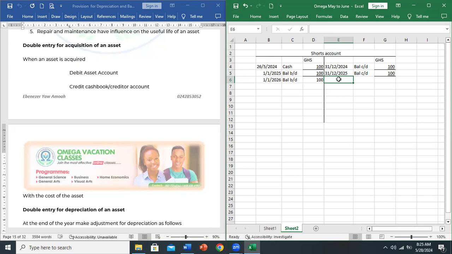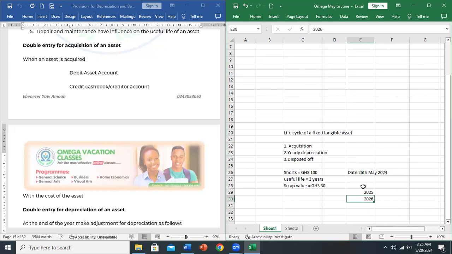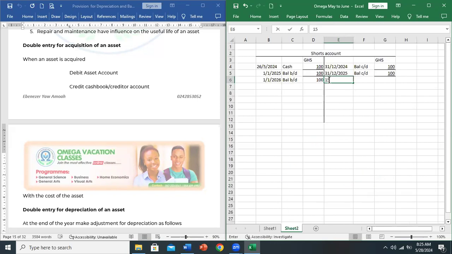So for the year 2026, let's assume that she will sell it around, let's say, 15th of January 2026, just an assumption. So on that particular date, 15th January 2026, we are going to say the asset has been disposed. So for the disposal, we put the cost of the asset, which is 100. If we do that, it means that there will be no balance on the short account. As a matter of fact, if we are balancing the year 2026, there will be no balance carried down because it is zero. The debits and the credits are equal, 100.